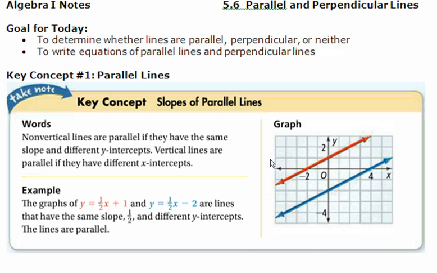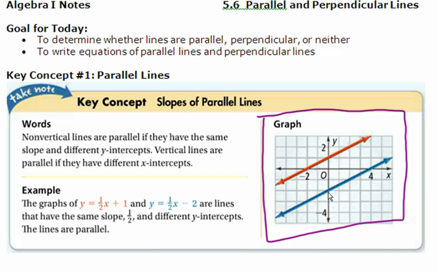So parallel lines never intersect. If you look at the graph here, this is a graph of two parallel lines. If you notice, their y-intercepts are different, but their slopes are the same. This one I'm going up 1 over 2. This one I'm going up 1 over 2. So parallel lines have the same slopes. So let's just use the fact that parallel lines have the same slopes in an example.